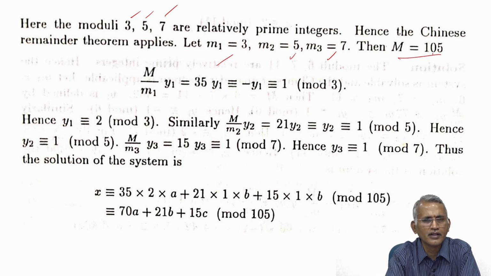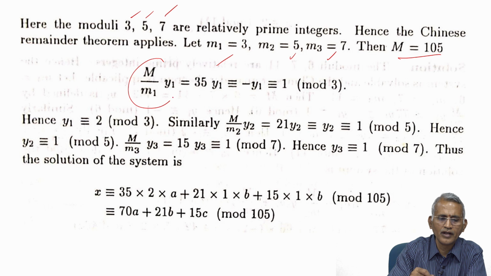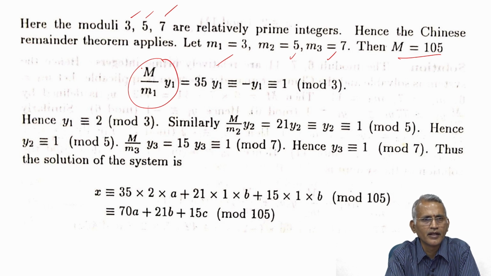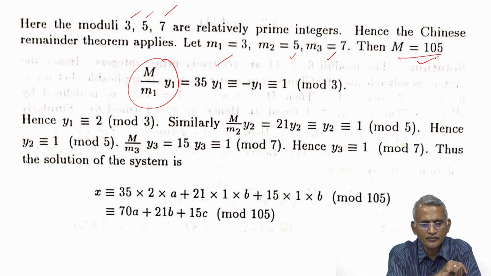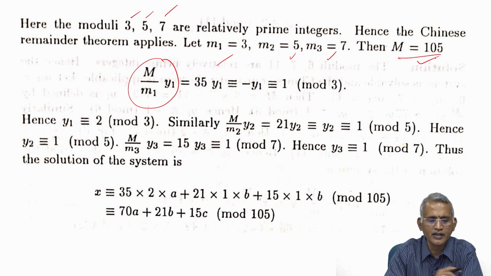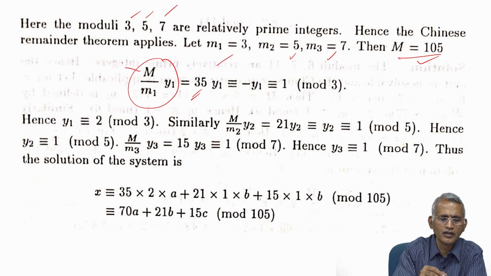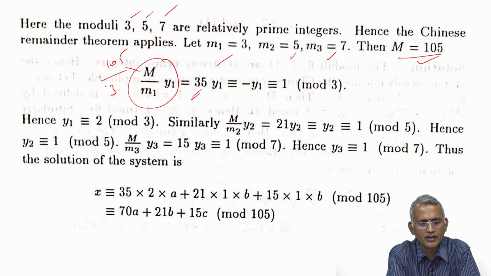Now, according to the Chinese remainder theorem, we have to determine the value of capital M by M1 into Y1. It is not given, so we have to find it out. M is equal to 105 and M1 is equal to 3, therefore 105 by 3 is 35. So, here 105 by 3 becomes 35.